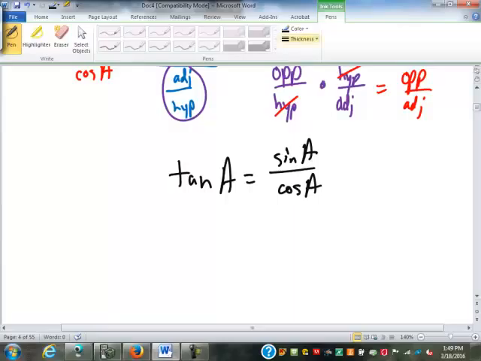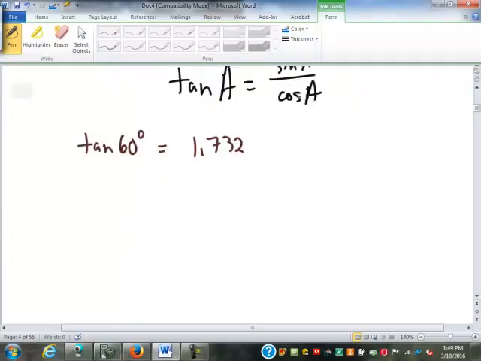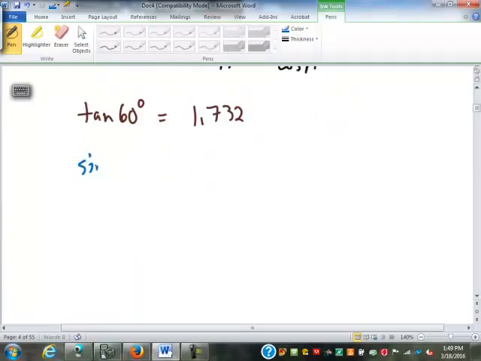Let's verify this. Let's pick an angle and see if this works. So let's do 60 degrees. Tangent of 60 degrees should come out to be 1.732, correct? Punch in your calculator, double check me. It is. Sine of 60 degrees is 0.866. Cosine of 60 degrees is 0.5.